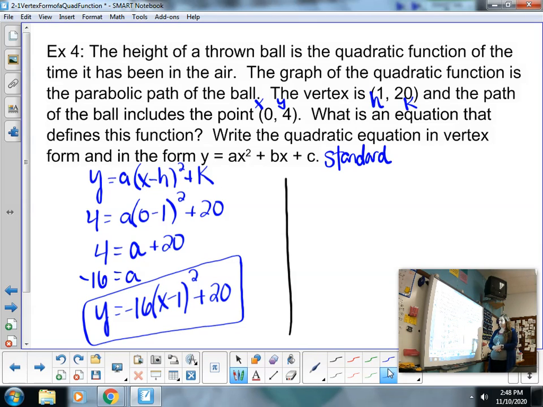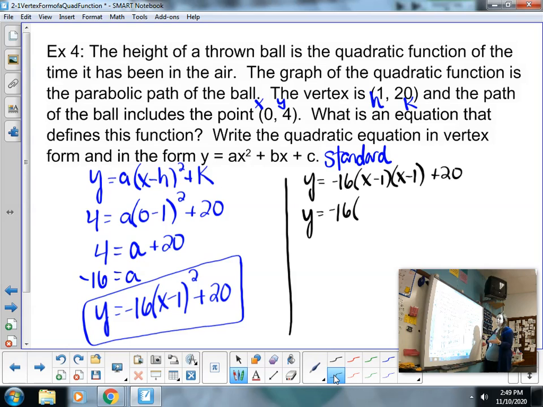Now comes standard form. For standard form, we are actually going to expand this x minus 1 set of parentheses. We're going to FOIL those, distribute the -16, and then combine with the 20. So for standard form, I'm going to have negative 16, but I'm actually going to write the x minus 1s twice because I need to FOIL those.